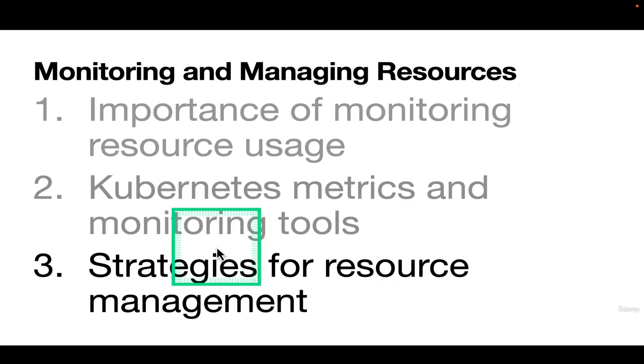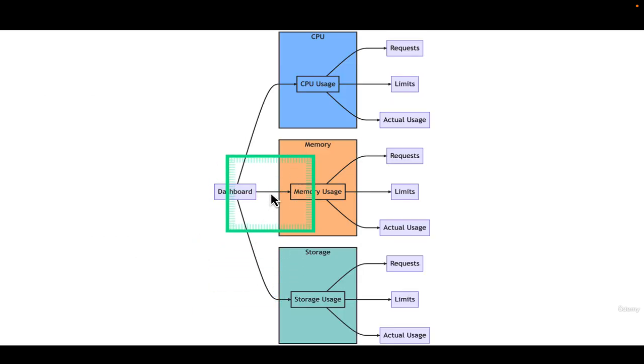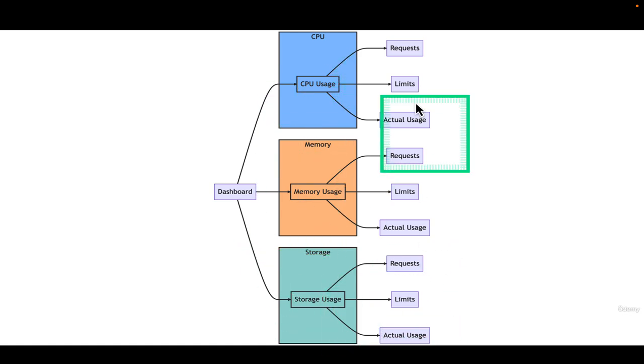Strategies for resource management. Proactive strategies such as auto-scaling and load balancing can help effectively manage resources based on changing workloads and demand patterns. So you have this dashboard. This is how in Prometheus, Grafana or Datadog you can have a dashboard which will monitor your CPU, memory and storage usage for all three: requests, limits and actual usage for your pods, containers, etc.